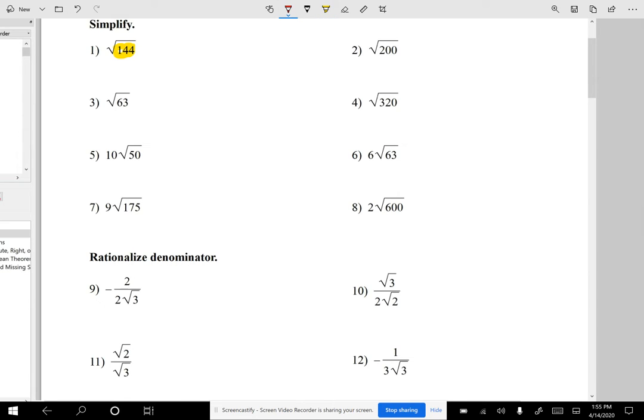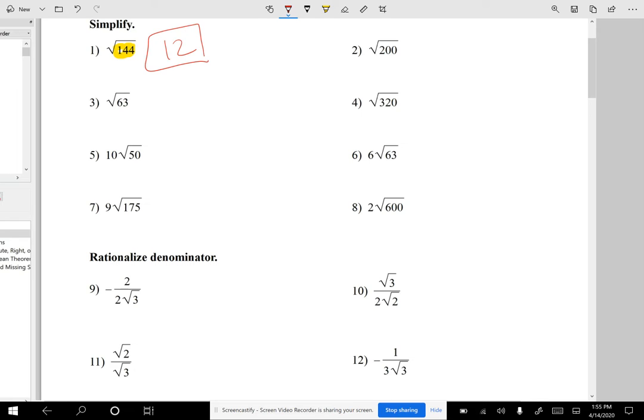So which number multiplied equals 144? And we're just going to say 12, right? It's a perfect square. Now, what if I cannot think of a whole number that multiplied equals the number on the inside? For example, question number 2. Think of a number multiplied by itself equals 200. No, we can't. If I type it in my calculator, most of them will give me a decimal.